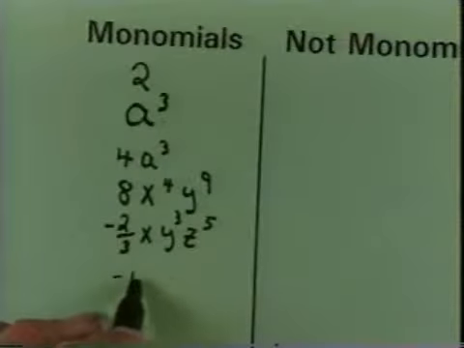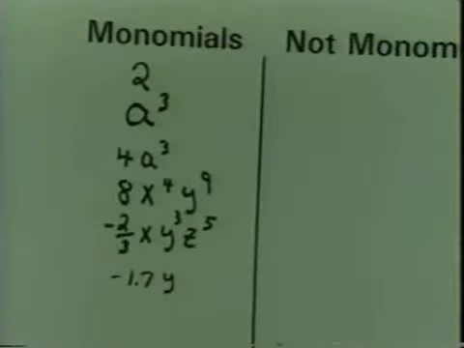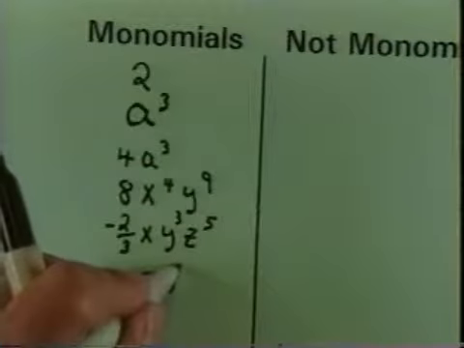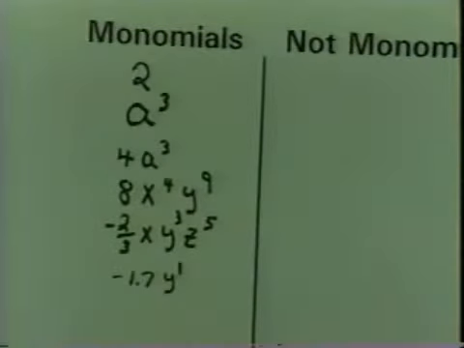A negative 1.7y is a monomial. Again, the exponent is understood to be 1. So, we have the product of a number and a power having a positive exponent.